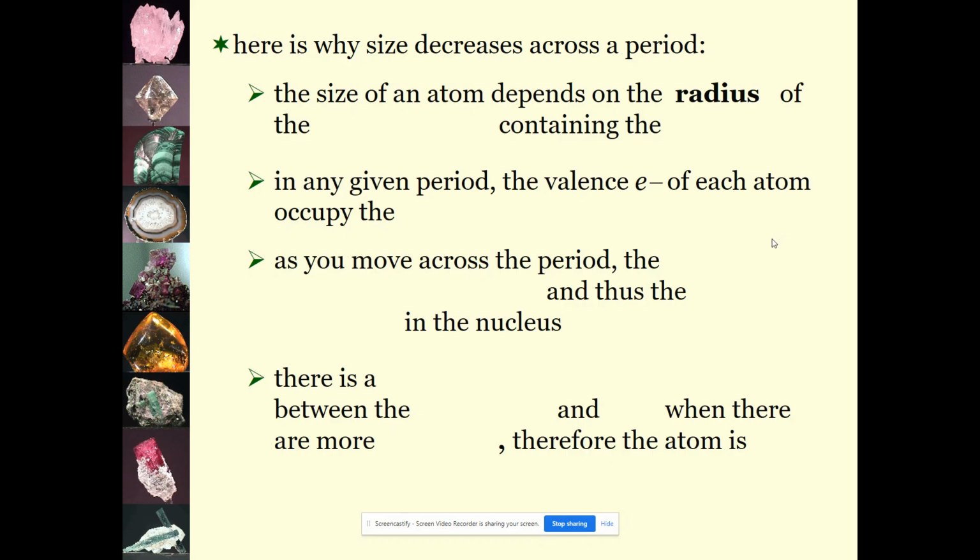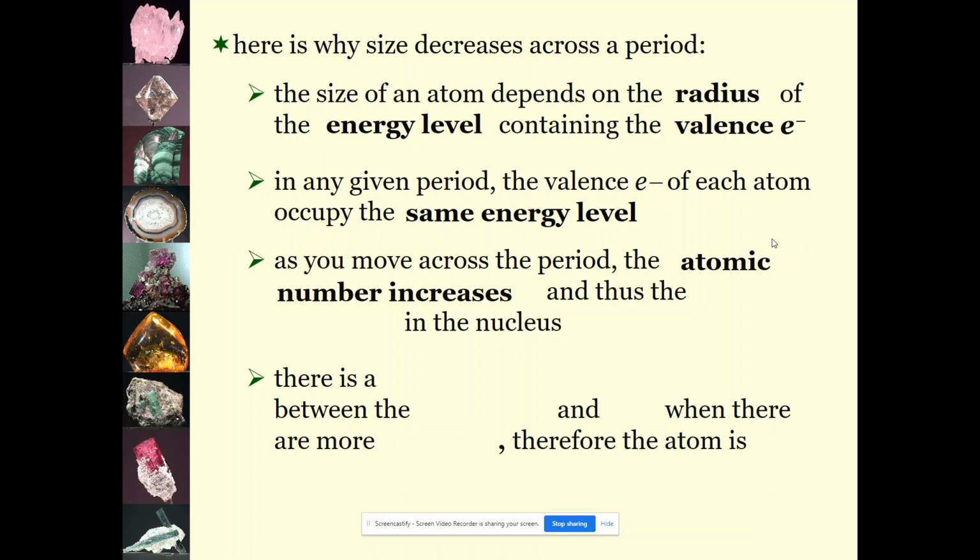Because the size of the atom depends on the radius of the energy level containing the valence electrons. So again, the volume or size that an atom makes up is based on the electron clouds around it. And the biggest or the furthest electron cloud is the valence electron cloud. So in any given period, the valence electrons are the same energy level, right? Because when you're in a period like period 2, they all have 2 energy levels. Their valence level is the second energy level for all of them.